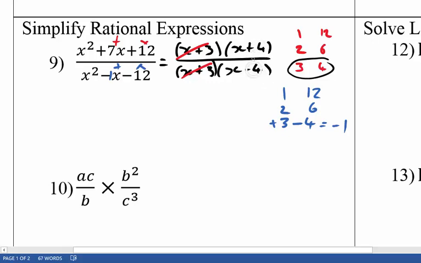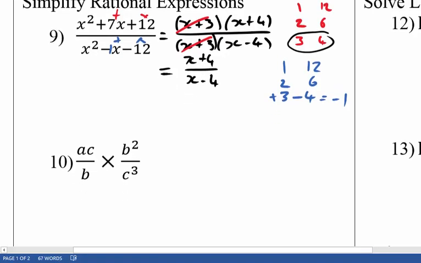Note that even though these have the same numbers, you can't cancel them out. They've got to be exactly the same. Okay, so that equals x plus 4 over x minus 4, and that there is the answer. Okay, right, moving on to number 10.